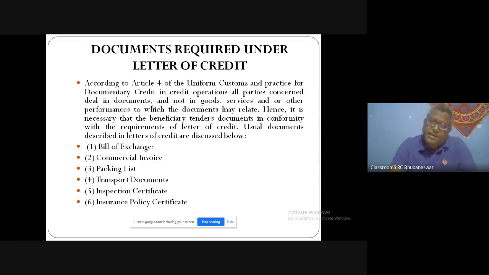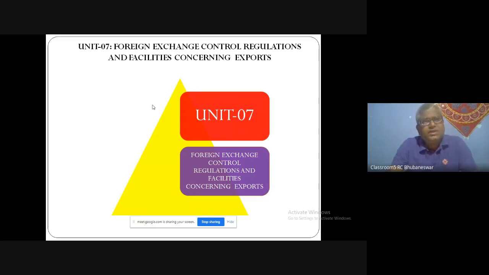Payments can also be made with documentary conformity, that is, conformity of documents. And dear students, this is the overall concept of letter of credit, the types of letter of credit, and how a letter of credit transaction can be carried out.